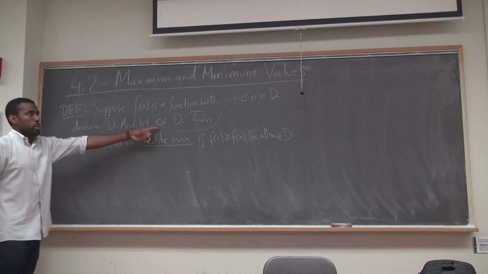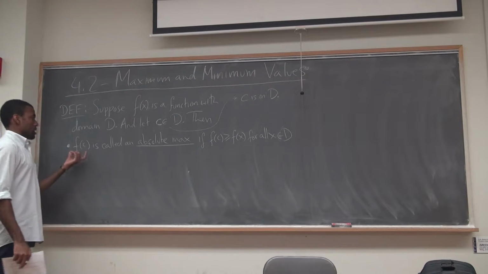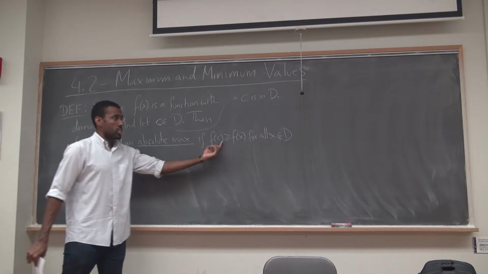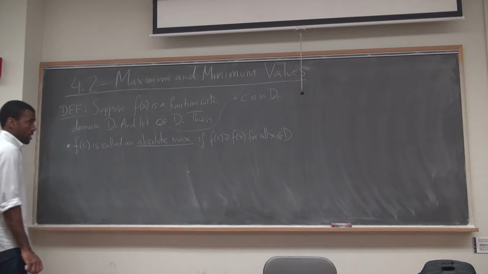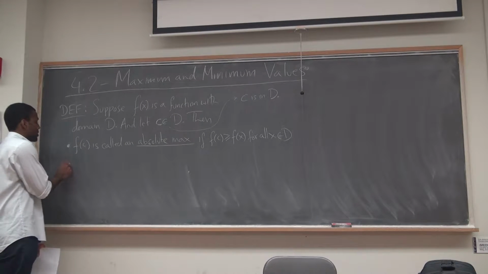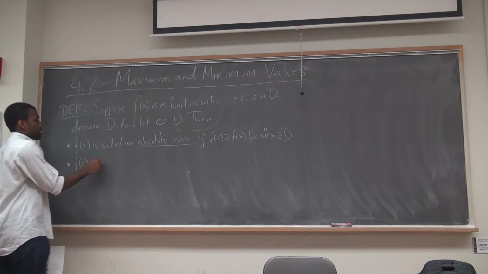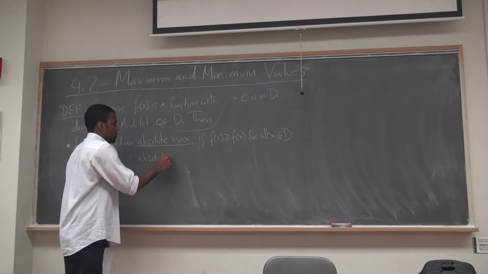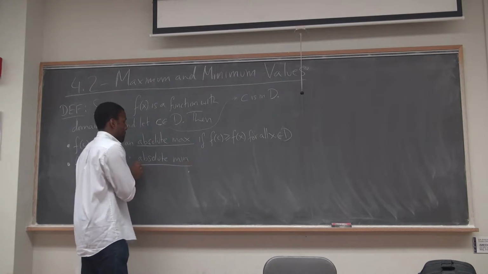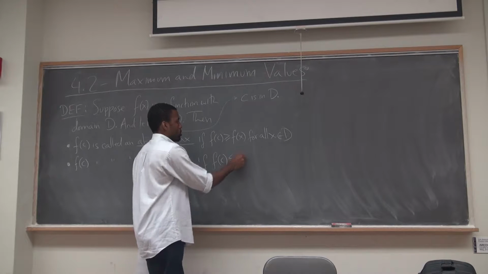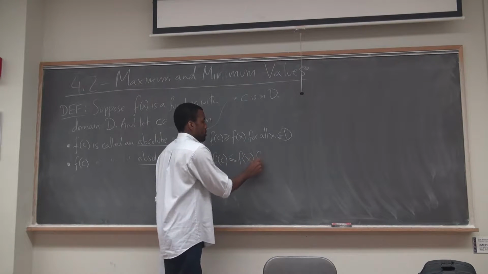Let C be some x value in my domain. If I evaluate that and find the y value, and that y value is larger than all the other y values in that domain, then this number is called the absolute max. This is called an absolute min if the opposite is true, if this is less than or equal to every other y value.